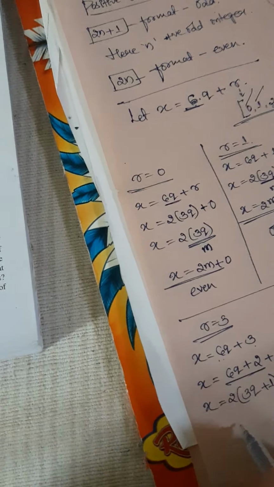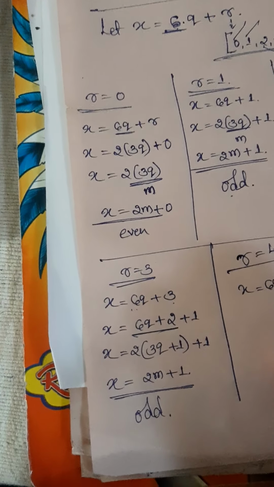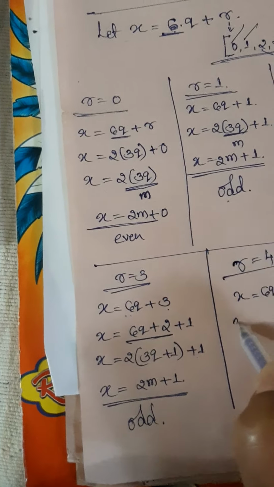Now let's take r is equal to 4. x is equal to 6q plus 4. Again in this we can take 2 as common. So 2 into 3q plus 2. Any number with 2 is obviously the quotient, it will be m only. So x is equal to 2m format. Again it will be an even number, even integer.